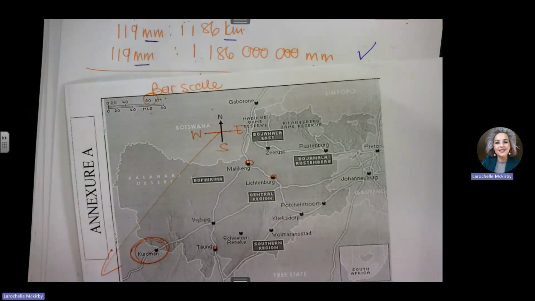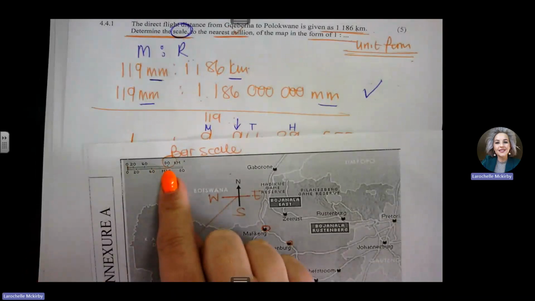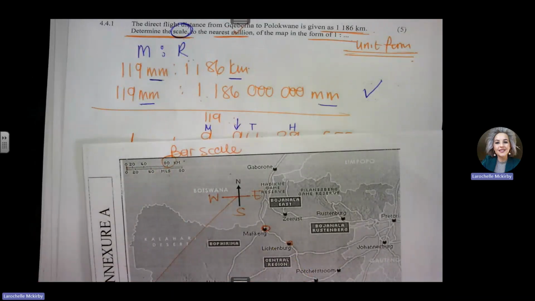But you know what the disadvantage is? If I measure this scale incorrectly, my whole sum will be incorrect. So that is the advantage and the disadvantage of a bar scale. When it comes to a numerical scale, it is exactly the opposite. The positive of the one is the negative of the other.